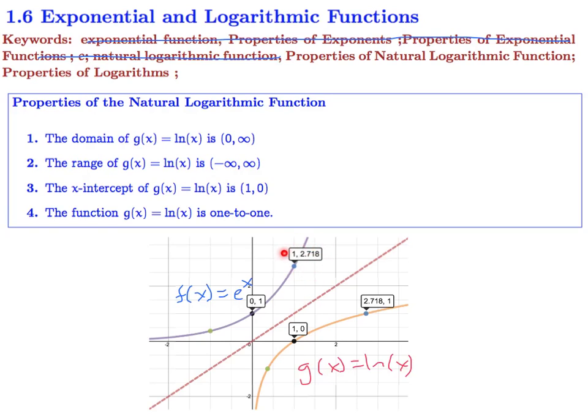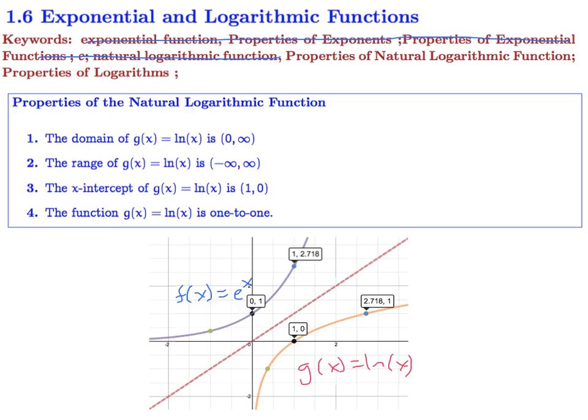(1, e) is a point on our exponential function. That is, if I put 1 in for the exponent, I get e out. So (e, 1) needs to be a point on our natural log, and we've mapped them all over by flipping them. And we can record some properties here.